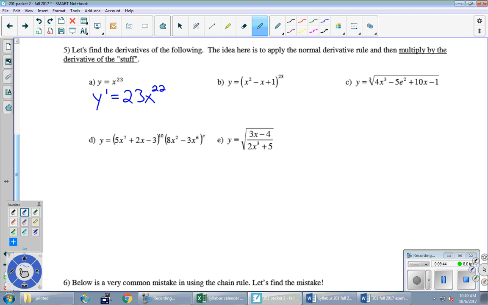And now let's take a look at B. Y equals quantity x squared minus x plus 1 to the 23rd. B looks an awful lot to me like A. It's just instead of x, there's something more complicated in those parentheses. But we're going to pretend that it's the same exact derivative rule as it was when it was just x. So y prime equals. We brought the 23 down, we're still bringing the 23 down. Over here in blue, we copied the x. Well, we're going to copy what's over there in parentheses, just like before. What's the new power? 22.